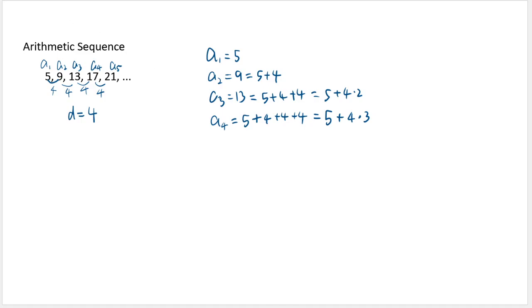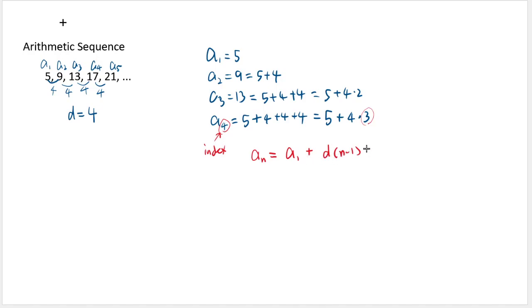At this point you kind of see a pattern here, because this number is what we call the index, and this is something that's multiplied to the common difference 4, and this number here is always 1 less than the index. So you can guess the general pattern: to get an from the very first one, 5, which is our a1, you have to multiply d by n minus 1. This number has to be 1 less than n.